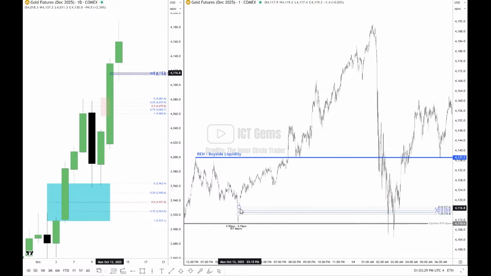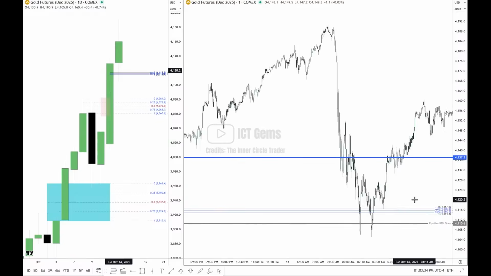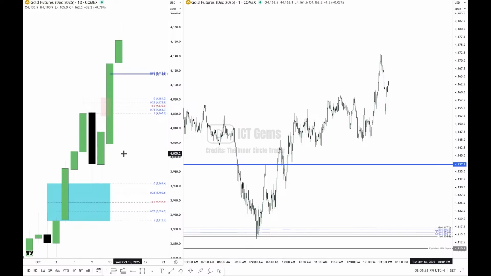Old fair value gap. Picks it up here. What level? This is gold, guys. You said this doesn't work in gold, right? What's this price say right here? 4,116.5. Oh my goodness. What is the price low on that? To the tick. To the tick.